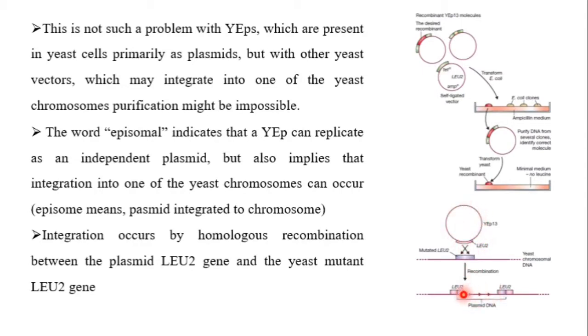Here you can see the recombinant DNA molecule integrated into the host chromosome. This is the YEP, the yeast episomal plasmid vector.